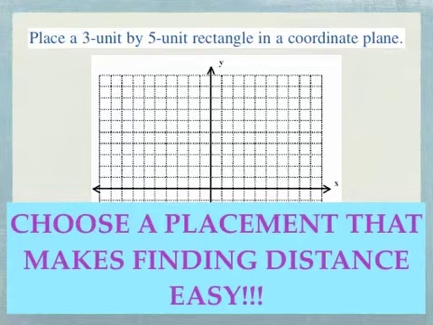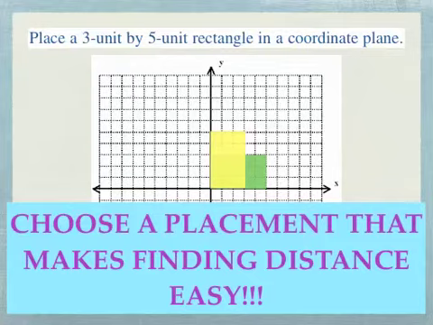But what's going to make this really easy is if we start at the origin, and there are actually 2 different easy ways to place this. This is one 3 by 5 unit rectangle. It would be 5 units across and 3 units up. And then you could also have a 3 by 5 unit rectangle going this direction. But notice both ways, I've started at the origin, so I can just count 1, 2, 3, 4, 5, and then 1, 2, 3. It's going to be really easy to find the lengths of the sides.